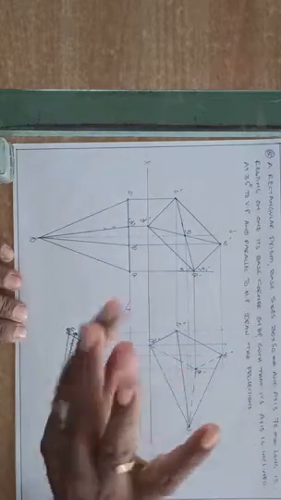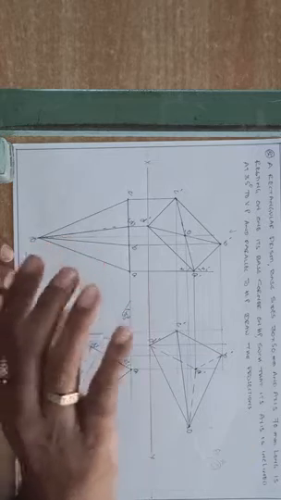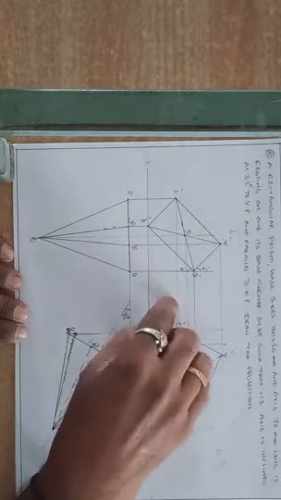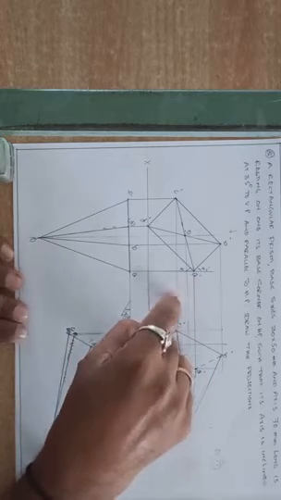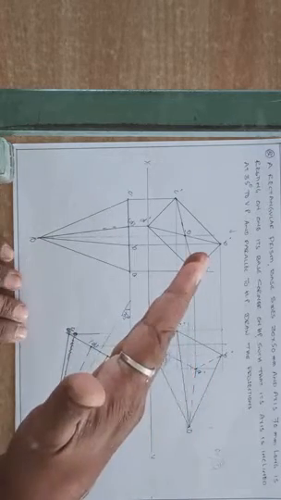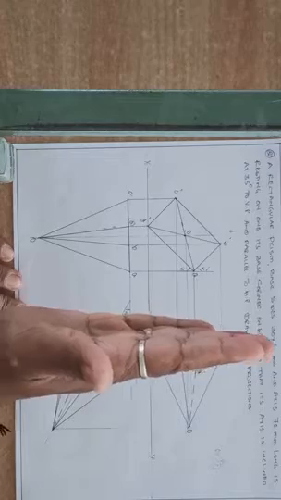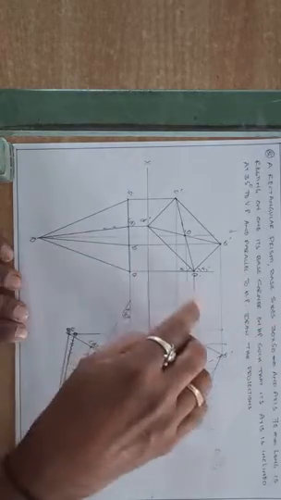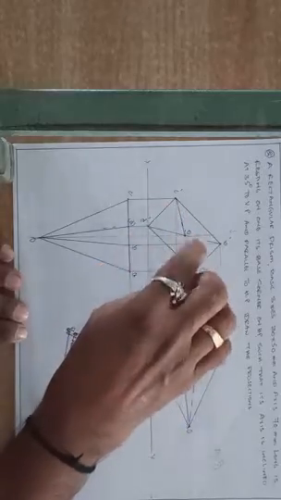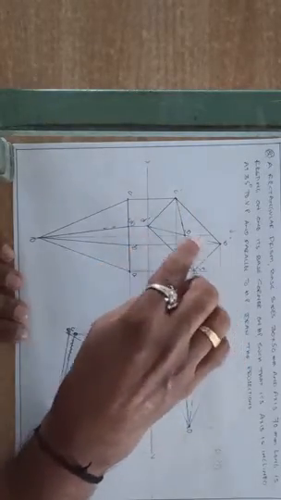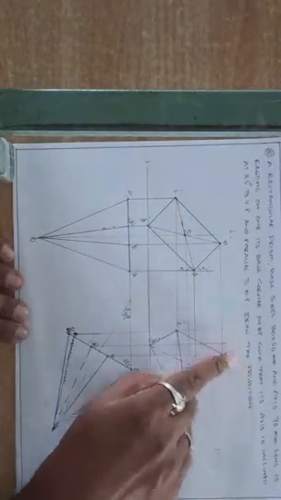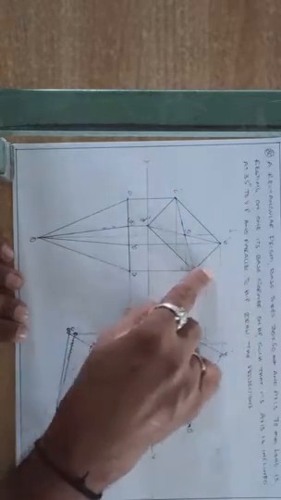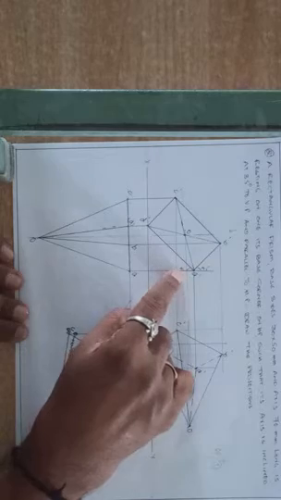In the previous case, the true shape was obtained in the top view and in the front view. But here the axis is inclined to VP, that means it is perpendicular to HP, so the true shape is obtained in the top view. You have to start the drawing with the top view. See the second condition: resting on its corner. That means two adjacent sides should be equally inclined.